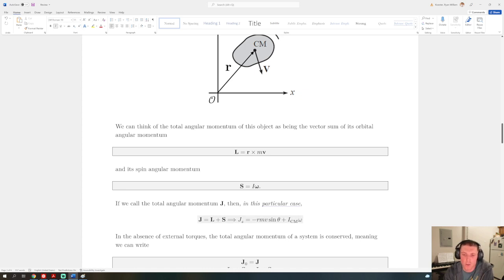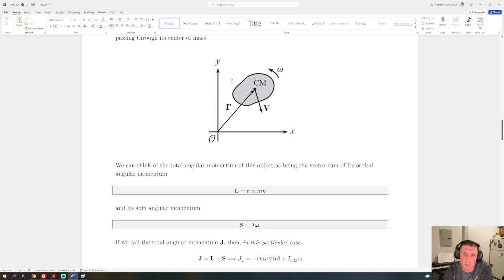Where this is like torque, where that theta is the angle between the position vector and the velocity vector, plus the moment of inertia about the object's center of mass times its angular speed. Or I guess I could say angular velocity, because it will be either positive or negative depending on what's happening. In this case, it would be positive because this thing is spinning counterclockwise, by our convention.